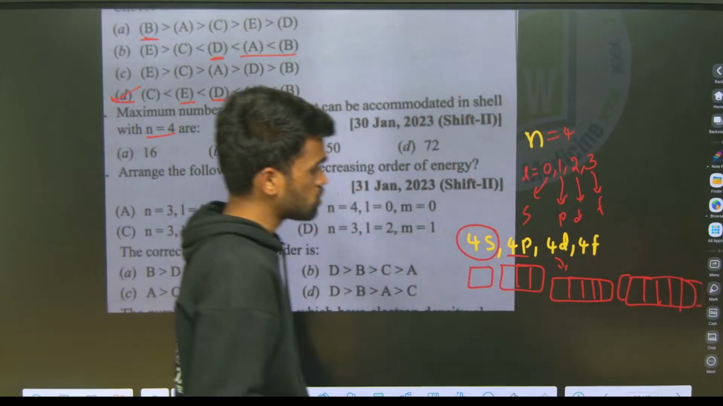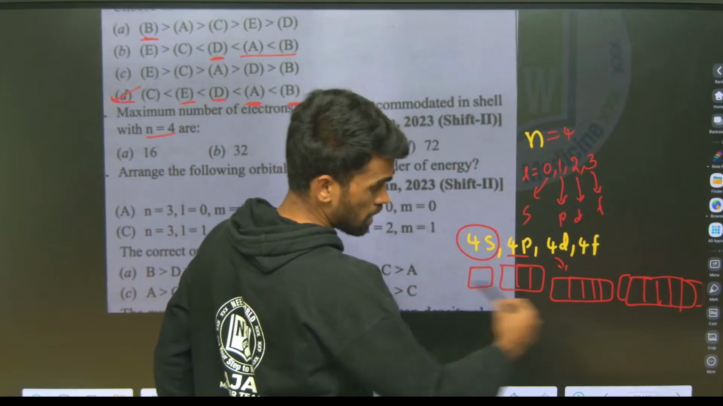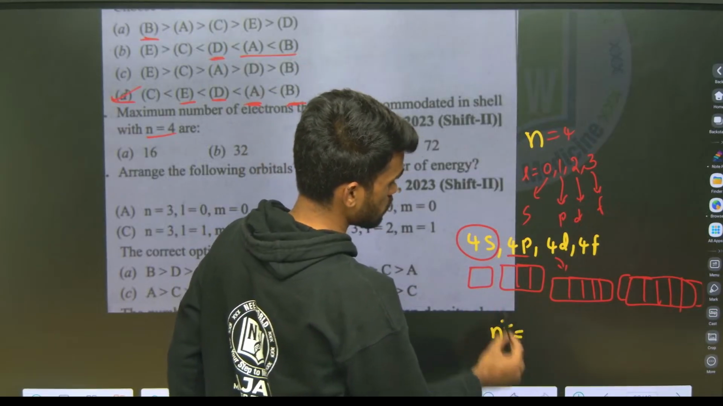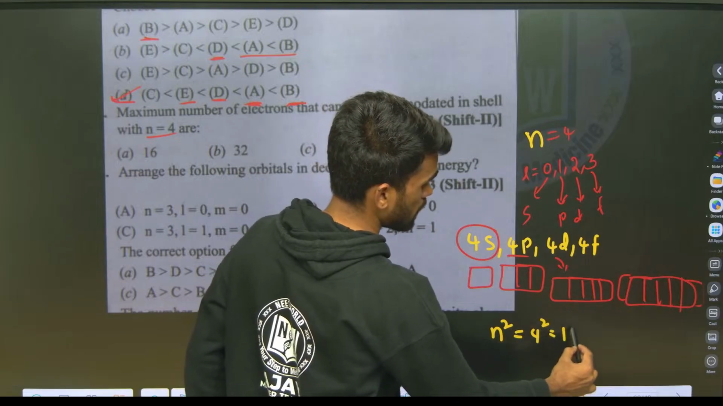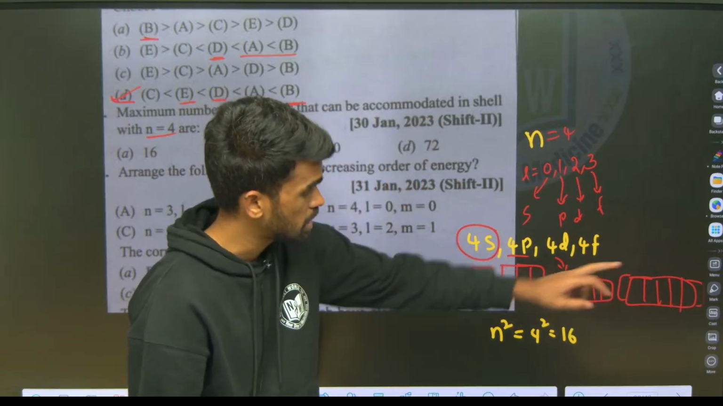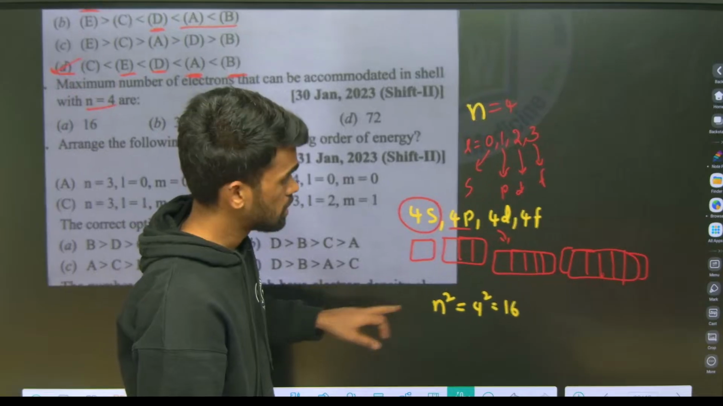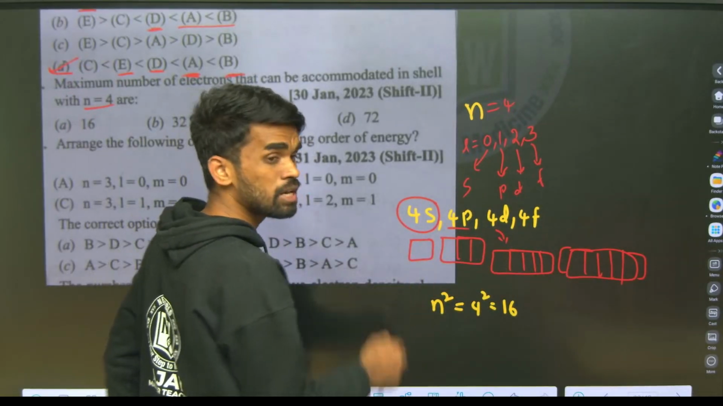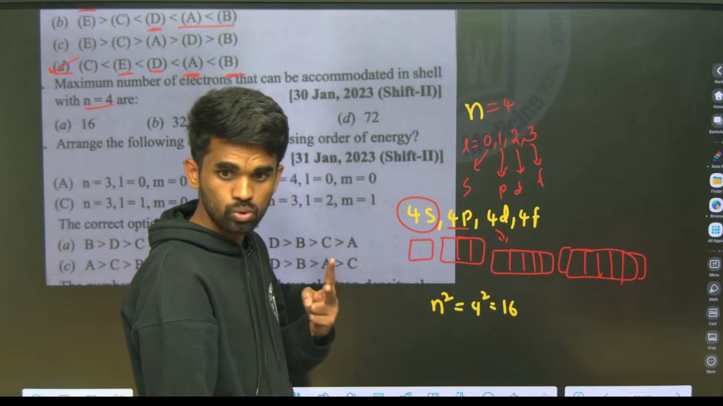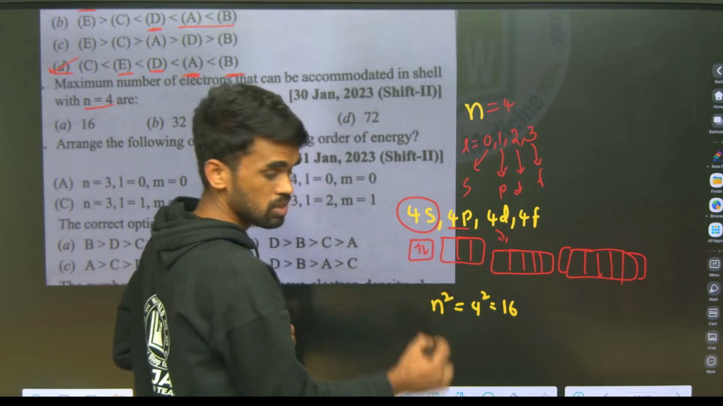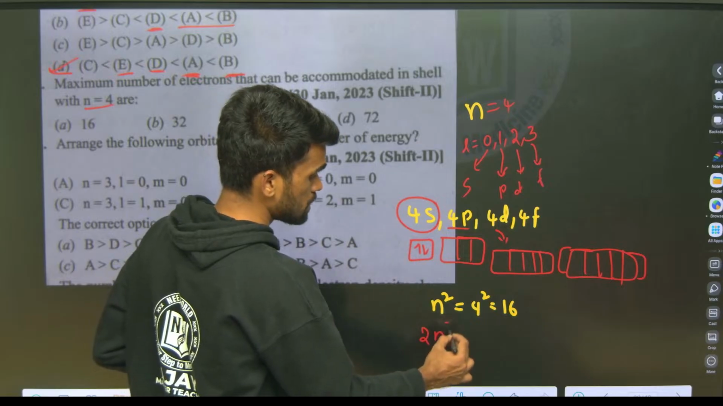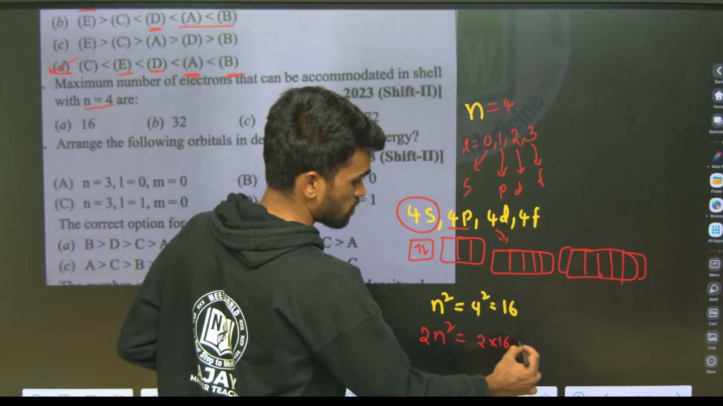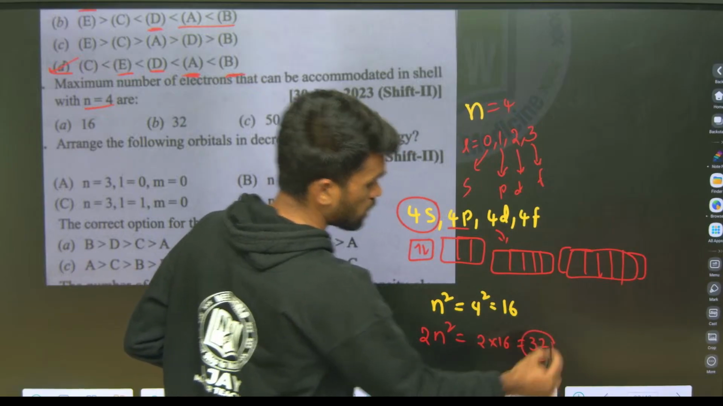Total orbitals are how many now? Just use n square. n square is 4 square, so you will get 16. So just check that 16 orbitals are there. Each orbital can accommodate how many electrons? 2 electrons with opposite spins. So you just use 2n square. 2 into 4 square, 16, so 32 electrons you can fill maximum.